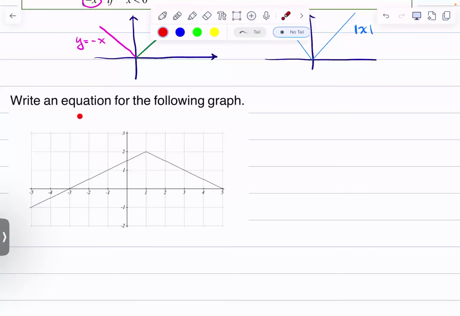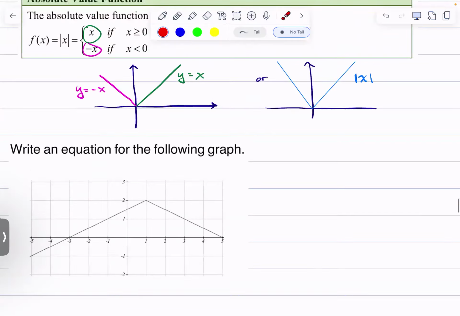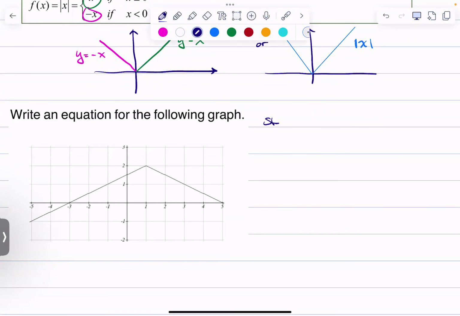because I don't want to do it next day, what if you have to write an equation for the following graph? You can break it down step by step. So where you're starting is at this absolute value of x function. And then we're going to manipulate it as we go. So here, step 1 is to start with y equals the absolute value of x. Okay.